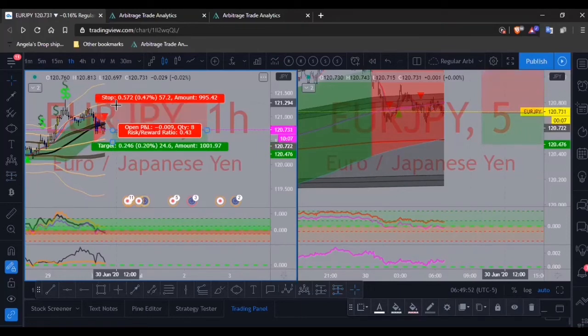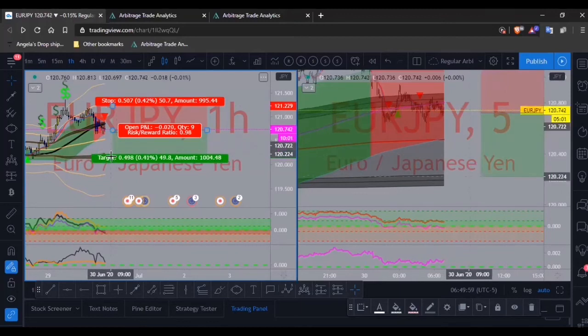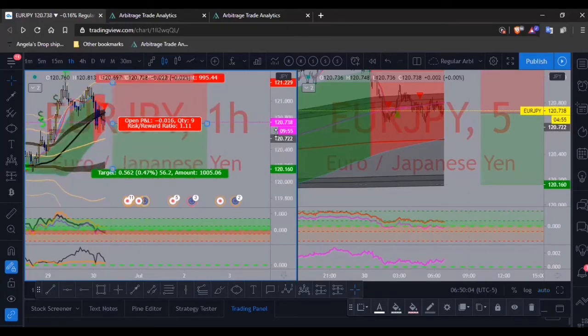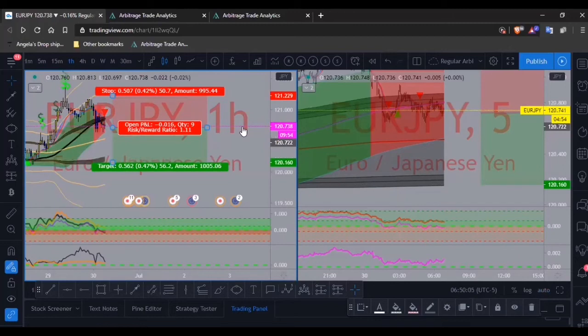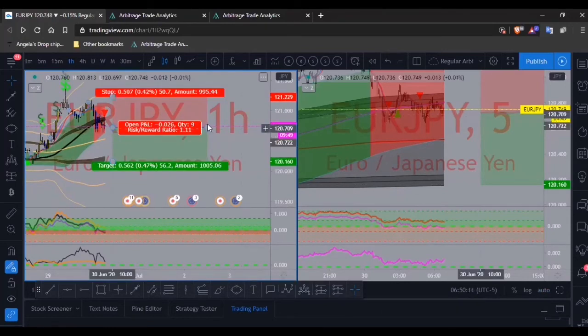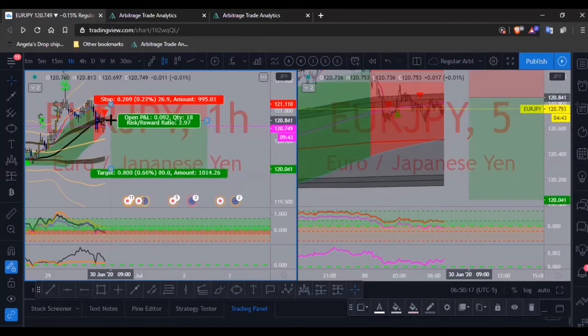Just past these previous highs. Actually, I don't really care for the risk to reward on this. I really don't care for the risk to reward on this particular trade. If it could come up a little higher, that would be more beneficial to me.